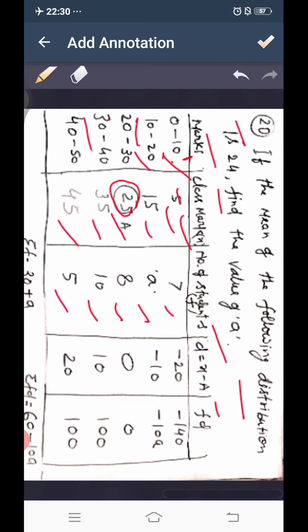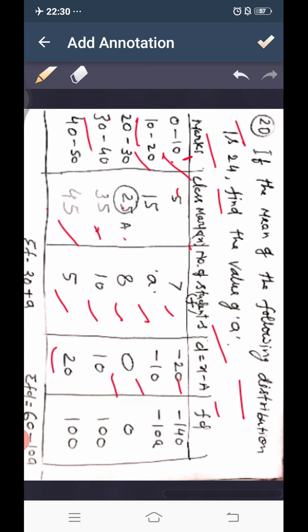Then 5 minus 25, we get minus 20. Then 15 minus 25, we get minus 10. 25 minus 25, we get 0. 35 minus 25, again we get 10. And 45 minus 25, we get 20. So here we have got D.